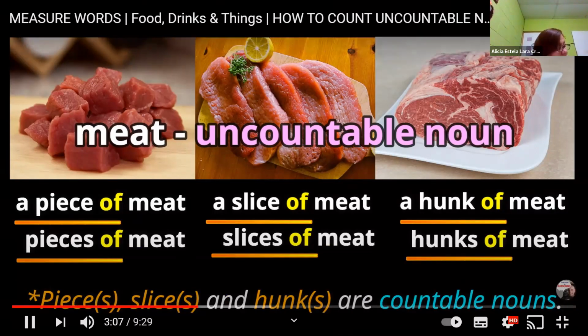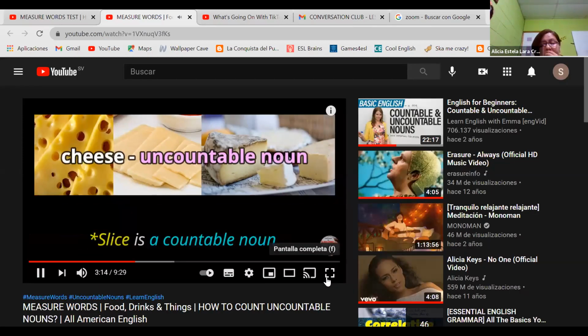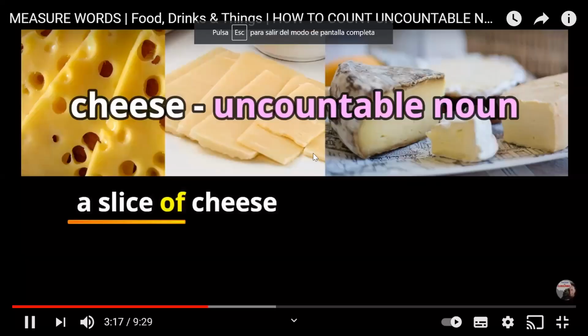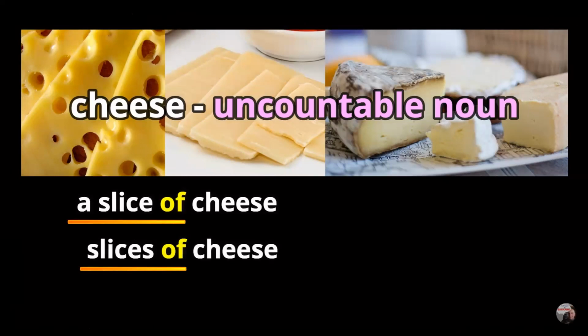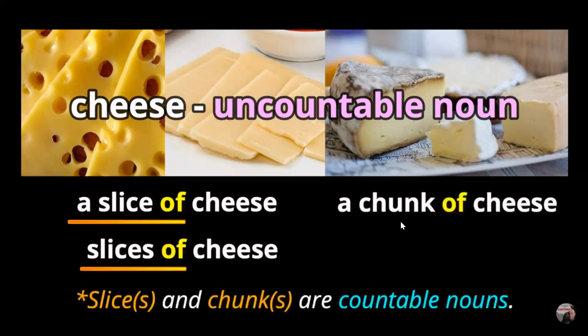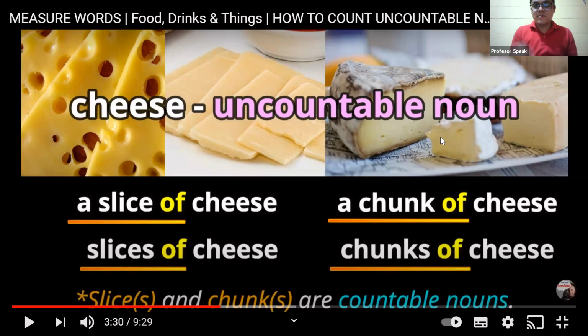Got it? We can also use the countable noun slice for things like cheese. We can count a slice of cheese, that's one slice, or slices of cheese, it's more than one slice. Or with cheese, the word that's used a lot is chunk, a chunk of cheese, or chunks of cheese. Okay, when you have the whole piece, the whole cheese, you say a chunk of cheese, a slice of cheese. Okay, repeat, a slice of cheese. A chunk of cheese.